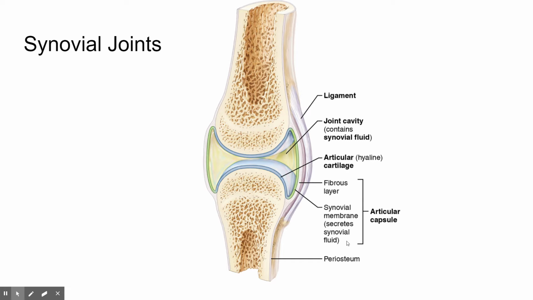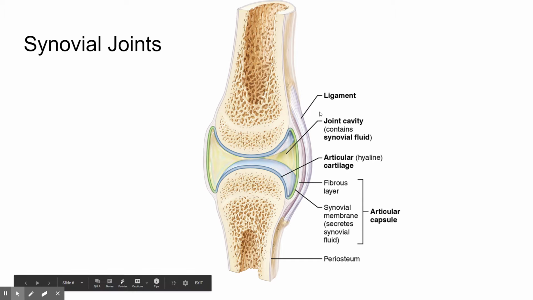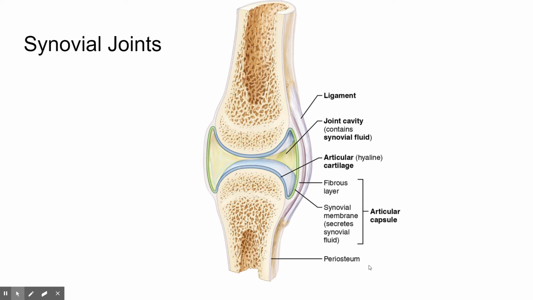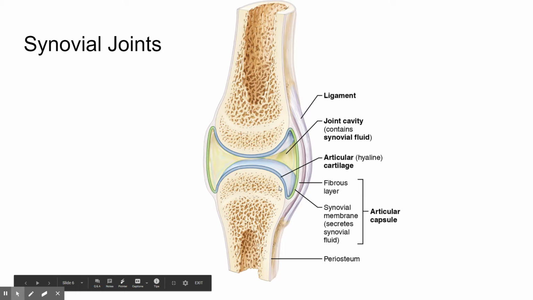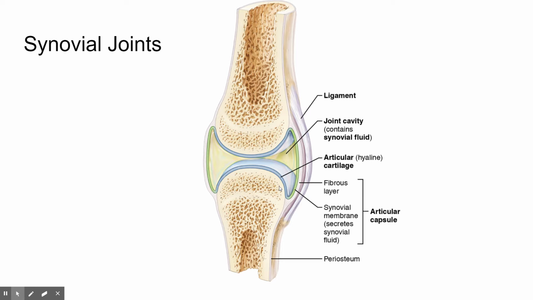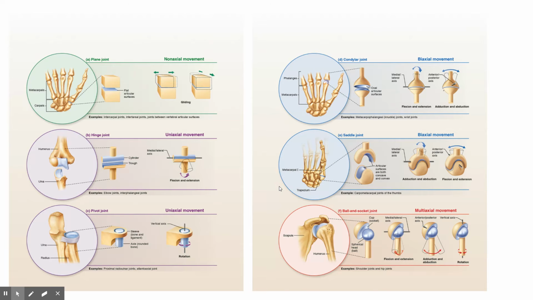You also have some different ligaments associated with this, and you have blood vessels and nerves as well. But these are the main parts of what you see in a synovial joint. There are different kinds of synovial joints, and this is typically what we think of when we think of a joint.